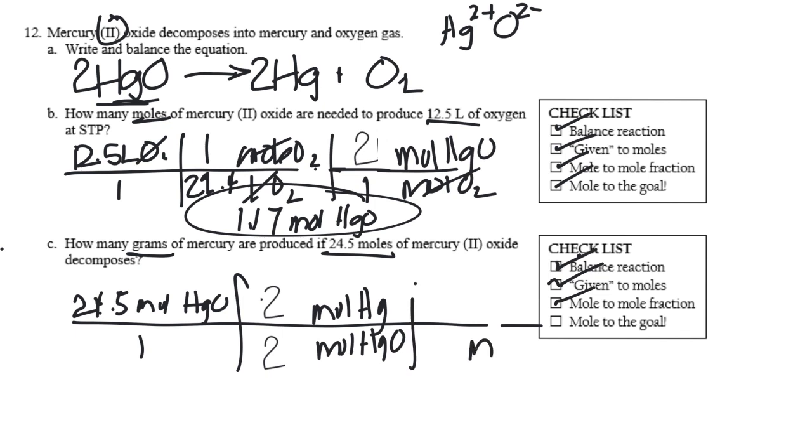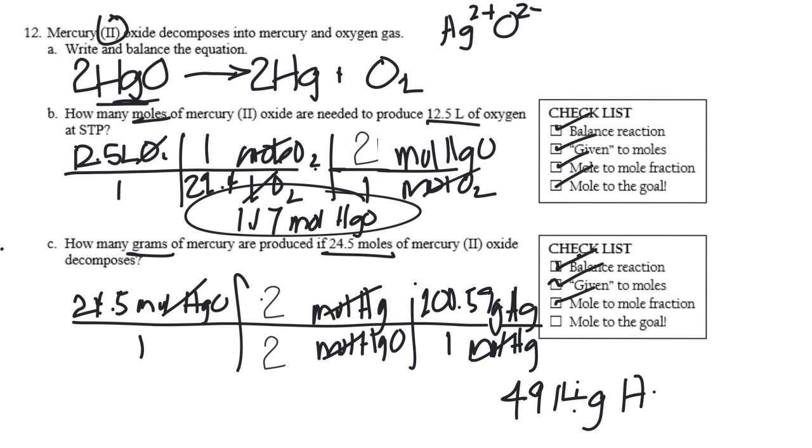So moles of Hg comes down. I want to get to grams of Hg. That's a molar mass. 1 goes next to mole. And mercury, if you look on your periodic table, is 200.59. I can cancel my units, multiply across the top, multiply across the bottom, and I get a big number. I get 4,914 grams of mercury. Mole to the goal. We are done.